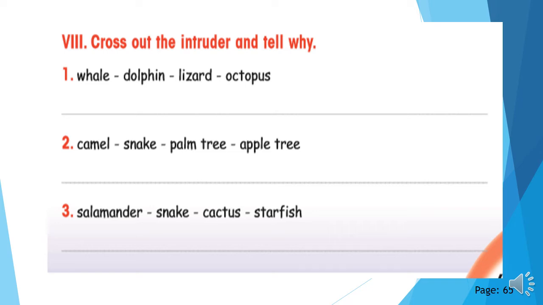Lizard, it could be in forest or in desert ecosystem, so it's not in marine ecosystem. Octopus in marine. So which one is the intruder here? Lizard. Excellent. So I have to cross it. And why? Tell me why. All other examples are from where? From the marine ecosystem. Only lizard is not from the marine ecosystem.